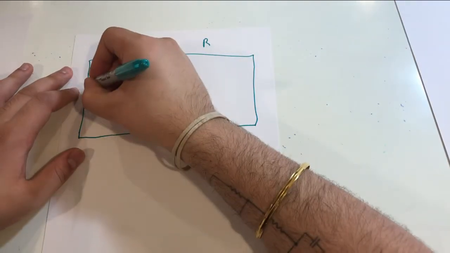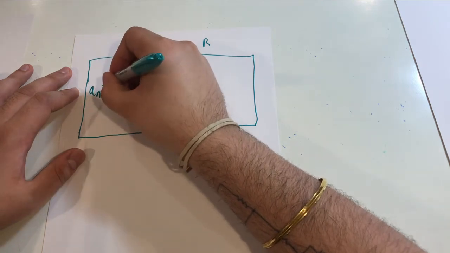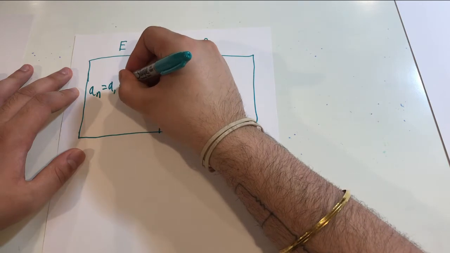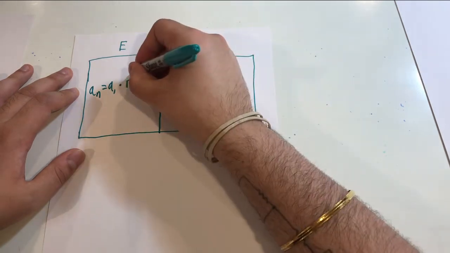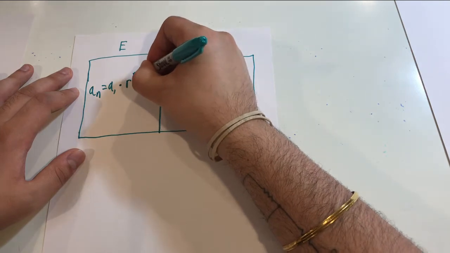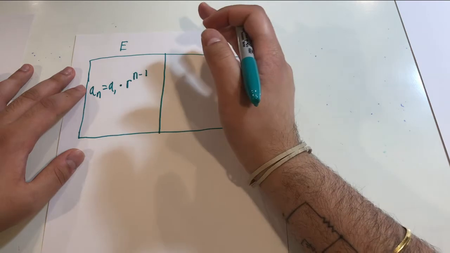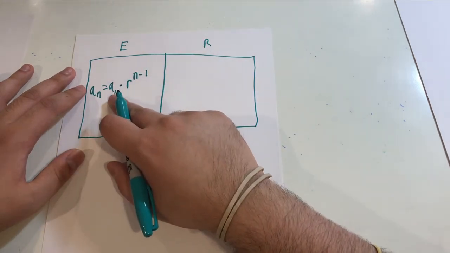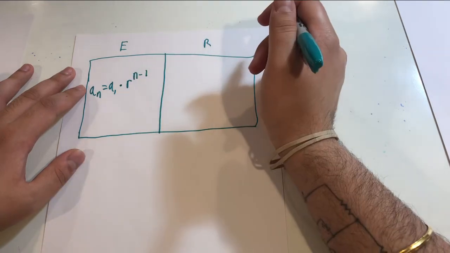So the explicit formula is as follows. a sub n is equal to a1, the first term, multiplied by r, the common ratio, raised to the n minus 1 power, where n is the term we're looking for. So if we're looking for the fifth term, we're looking for a sub 5. It'd be the first term multiplied by the common ratio raised to the 5 minus 1.